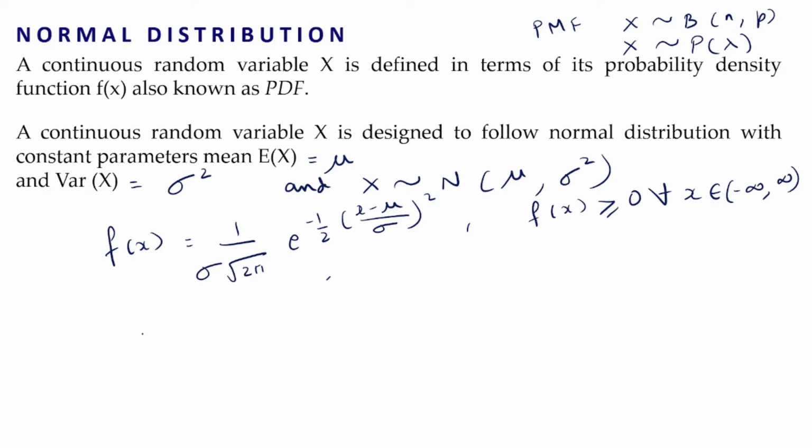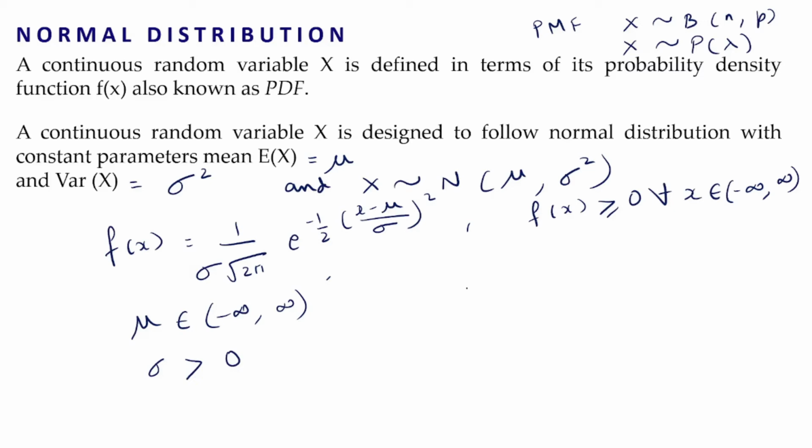And here mu is the mean of the distribution, and the value of mu lies between minus infinity and infinity, and sigma is greater than 0. Sigma square is called the variance, sigma will be the standard deviation.